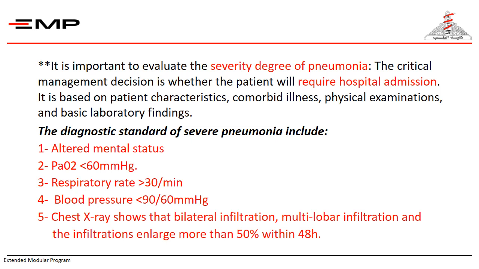Blood pressure is less than 90/60 mm mercury. This means that the patient is going to be shocked, or this is a shocked patient. Or if the chest X-ray shows that there is bilateral infiltration or multi-lobar infiltration, and if the infiltration enlarged more than 50% within 48 hours of the primary X-ray.